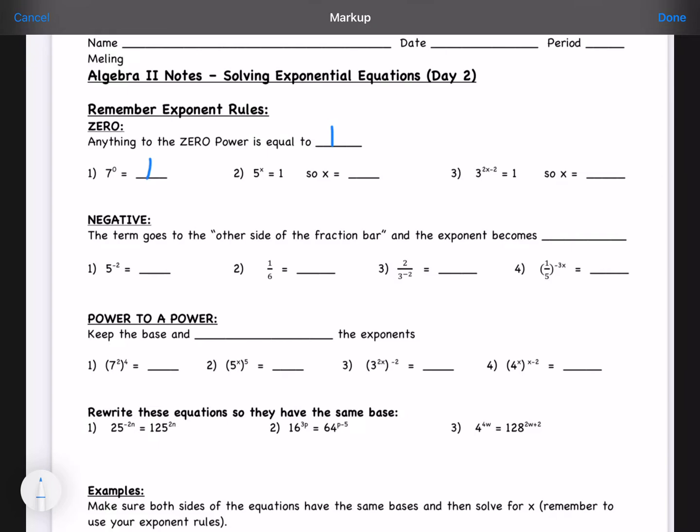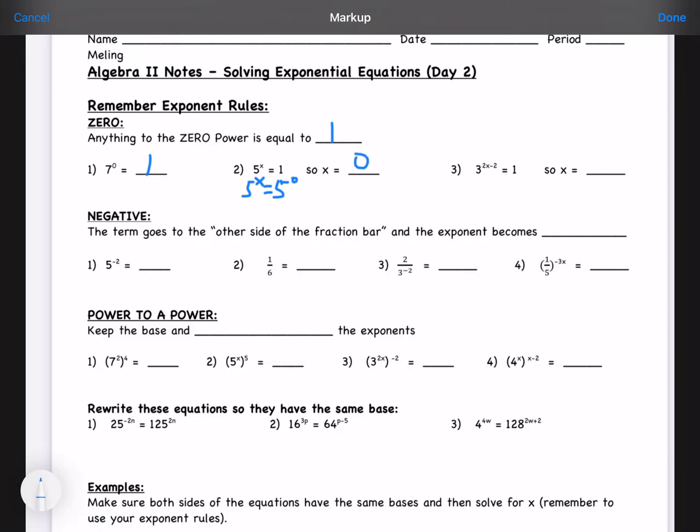If 5 to the x equals 1, that's the same as saying 5 to the x equals 5 to the 0. So x would be 0 in that case. If we have 3 to the 2x minus 2 equals 1, that's the same thing as saying 3 to the 2x minus 2 equals 3 to the 0. So we'd have x is equal to 1.